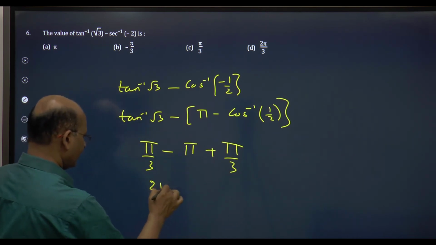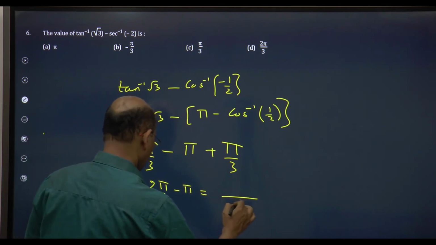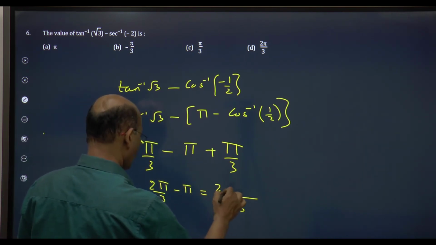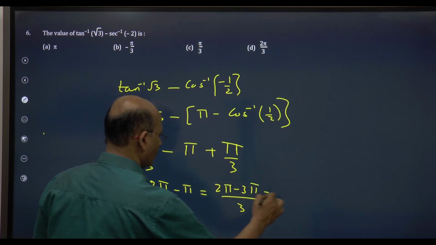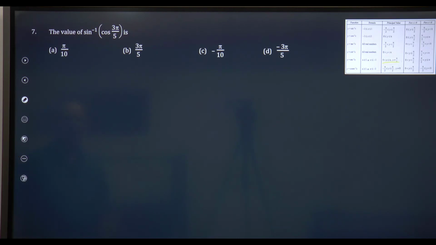So 2 pi by 3 minus pi, if I find the LCM here, this will be 3 and this will be 2 pi minus 3 pi. What is the answer? Minus pi by 3. But remember, the value of sine inverse of cos 3 pi by 5.